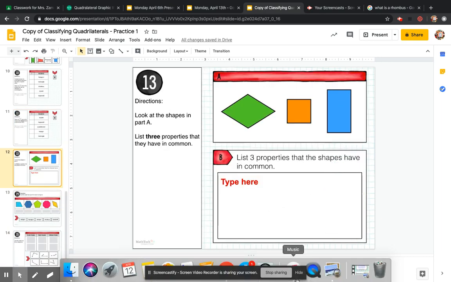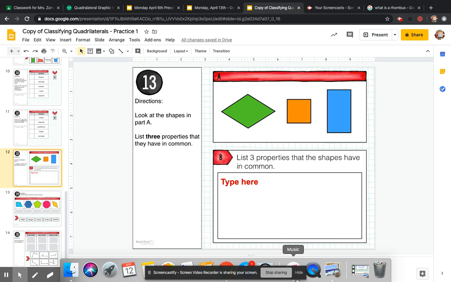All right, this says list 3 properties. Properties is another word. It just means the exact same thing as attributes. Okay, list 3 properties or attributes that the shapes have in common. So just 3 things that these shapes have in common. Okay, it could be anything.